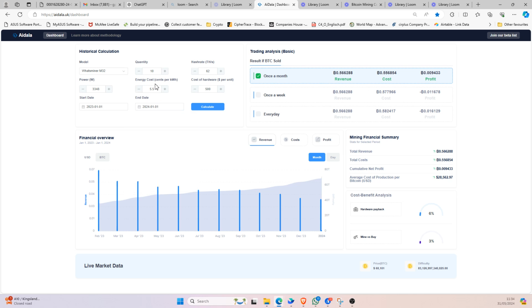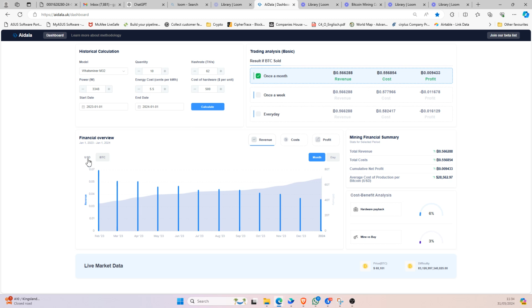So in this case, we have 10 Watts miners bought on the 1st of January and starting mining from 1st of January for $500 per unit. And this is our economics. So this part of the input is very important and quite unique.